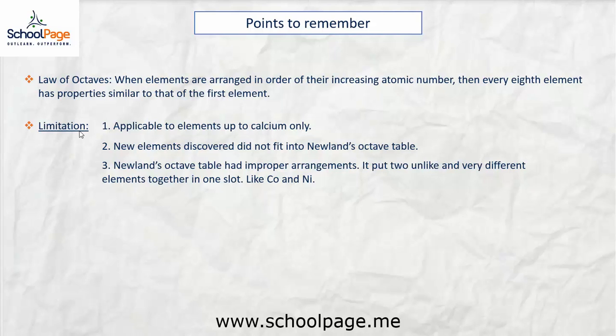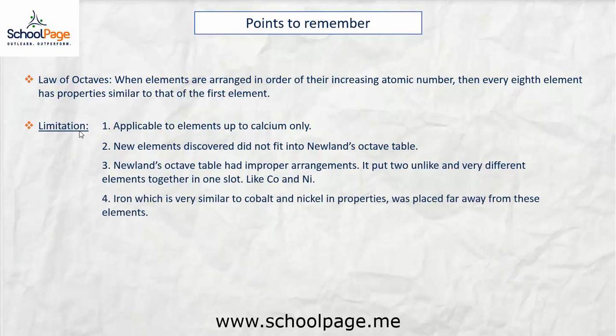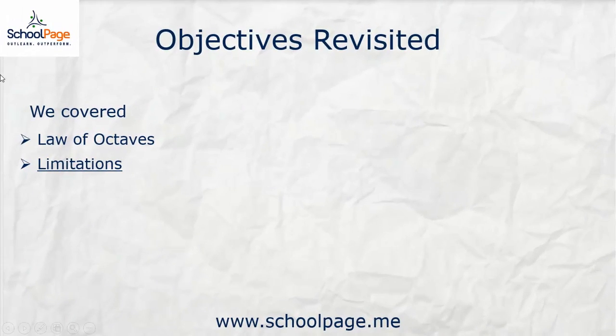Newland's octave table had improper arrangements. It put two unlike and very different elements together in one slot, for example, cobalt and nickel. Iron, which is very similar to cobalt and nickel in properties, was placed far away from these elements. So these were some of the limitations of the law of octaves. In this video, you understood the law of octaves and its limitations.